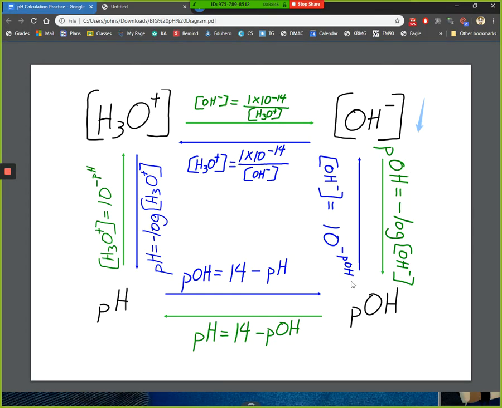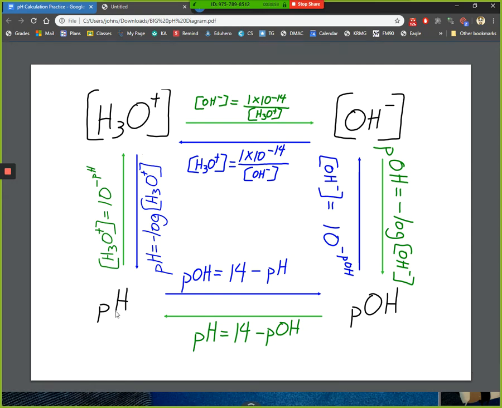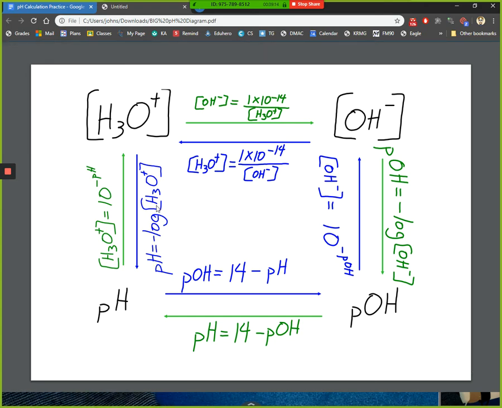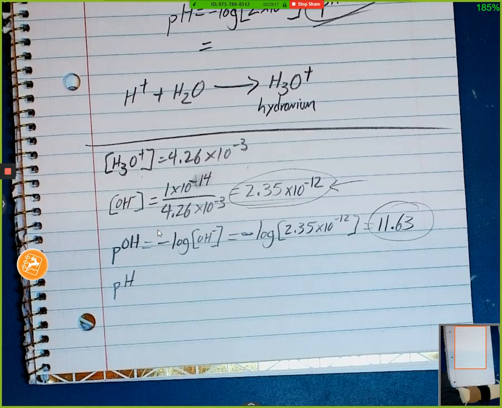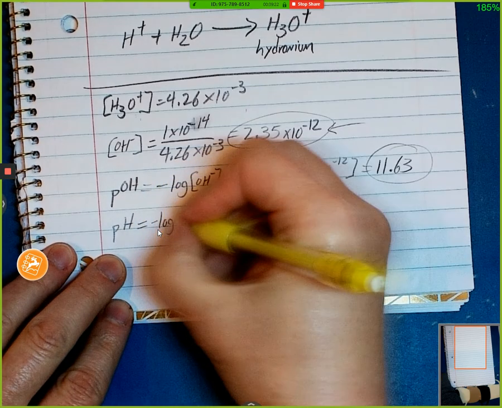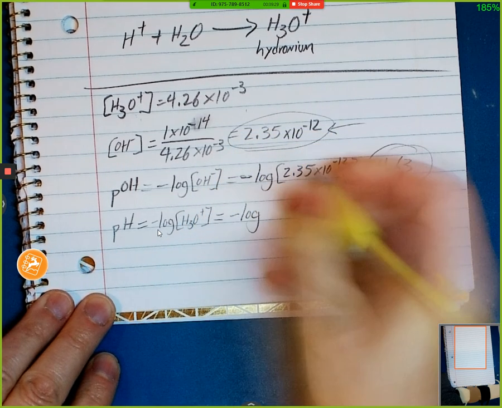Now that we have our pOH, we can go straight from here over to our pH, or we can come back to the number we started with and get our pH that way. I'm going to actually do it both ways, because if we do it both ways and we get the same answer, that means that all of our answers are correct so far. Okay, so I'm going to start by going back to my hydronium concentration, and I'm going to say that pH is equal to the negative log of my hydronium. So pH equals negative log of my H3O concentration, which means it's going to equal the negative log of 4.26 times 10 to the minus 3.